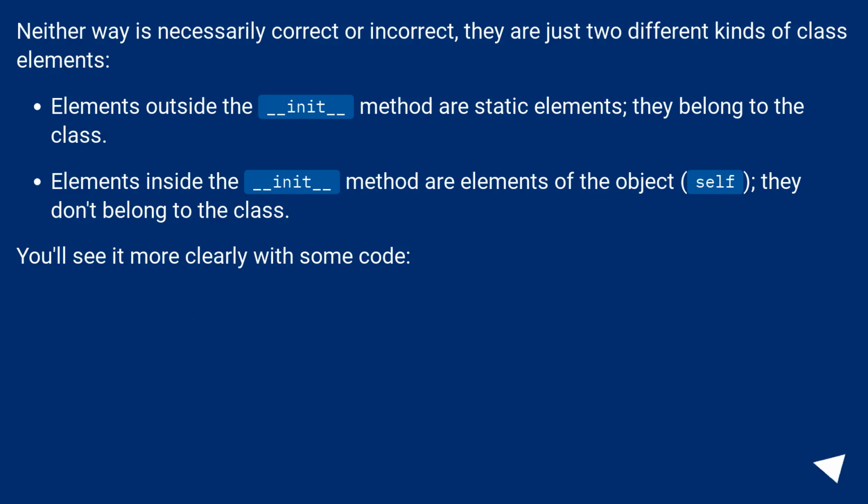Neither way is necessarily correct or incorrect, they are just two different kinds of class elements. Elements outside the __init__ method are static elements, they belong to the class. Elements inside the __init__ method are elements of the object, self, they don't belong to the class. You'll see it more clearly with some code.